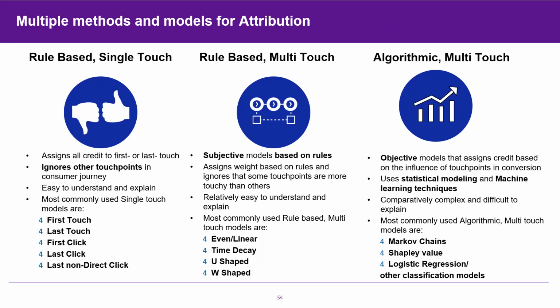So rule-based single-touch ignores other touch points in the consumer journey, and there are various types, such as first touch or last touch, first click or last non-direct click. Rule-based multi-touch are subjective models that are based on specific rules, and the most commonly used rule-based models are linear, time decay, U-shaped, or W-shaped. Algorithmic multi-touch are objective models that assign credit based on the influence of touch points in the conversion. It requires statistical modeling and machine learning techniques. And the most common models here are Markov chains, Shapley values, logistic regression, or other classification models.